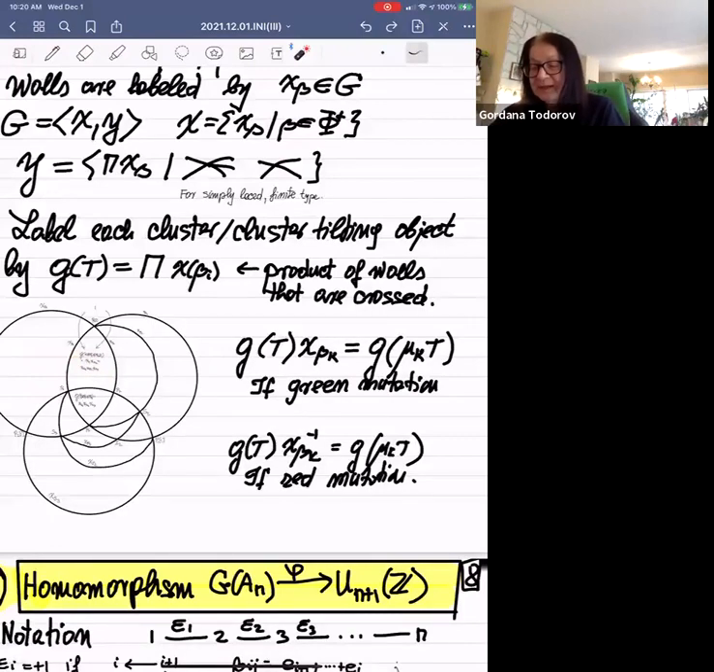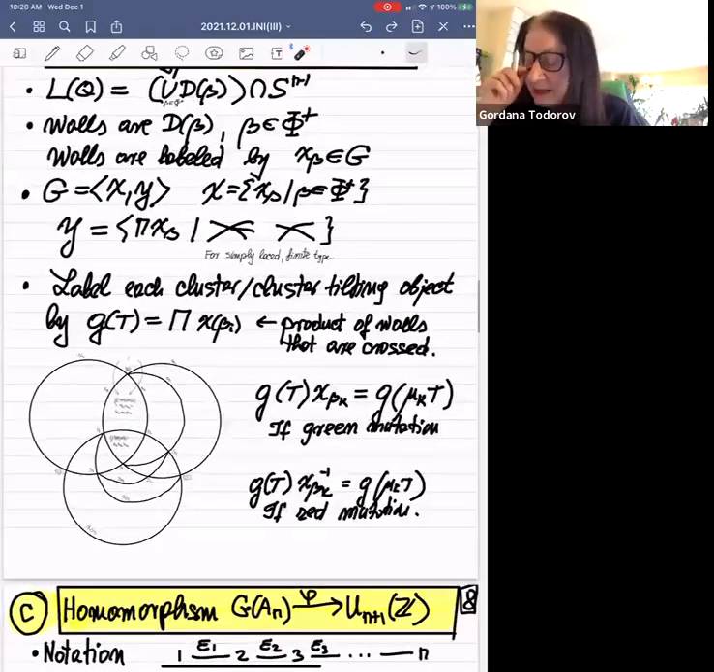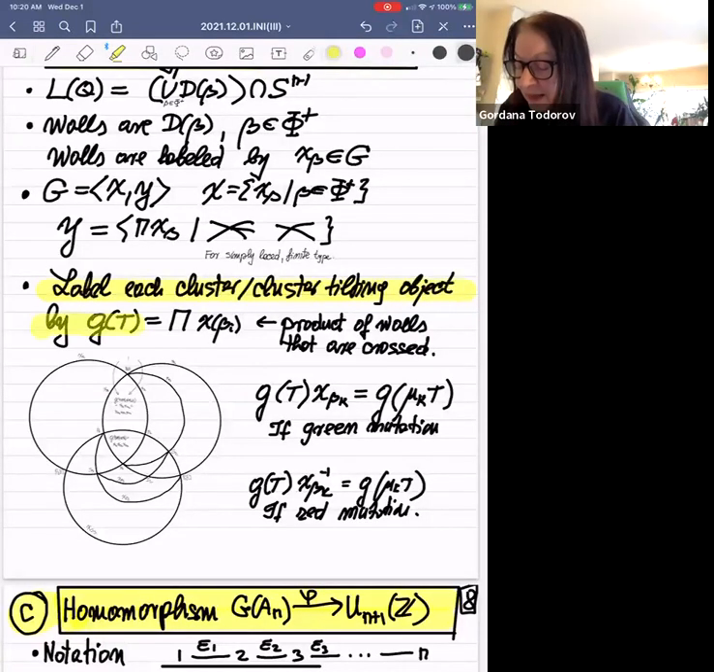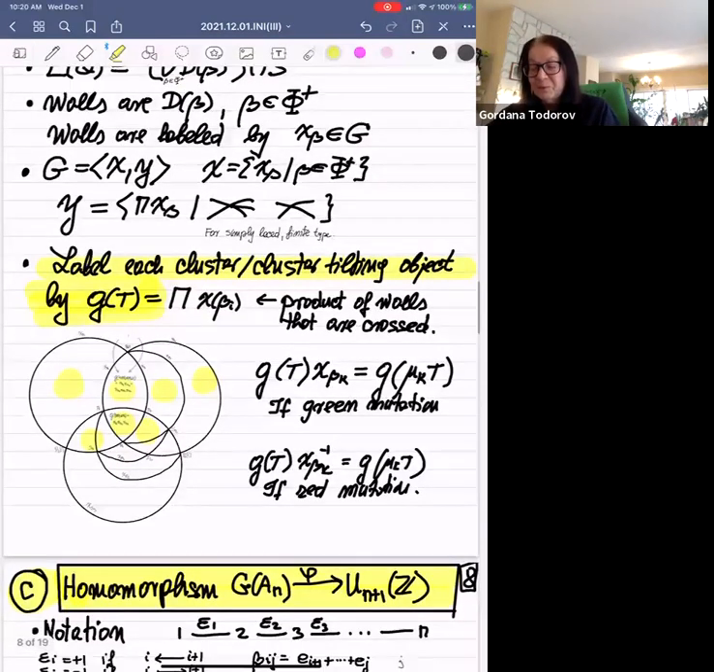But the point of this, which I will use later, so that's why I want to emphasize it, is that we label each cluster or cluster tilting object by an element of the group. So you notice these are elements of groups which label each one of these clusters. And this is the rule which is used essentially to prove various homomorphism properties. And here's the homomorphism property.